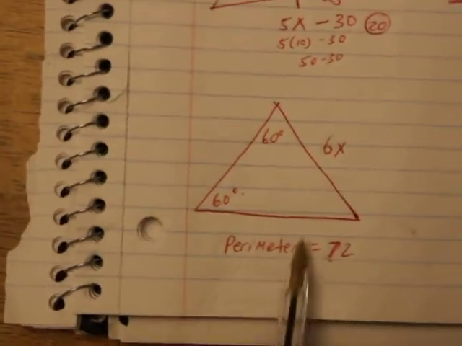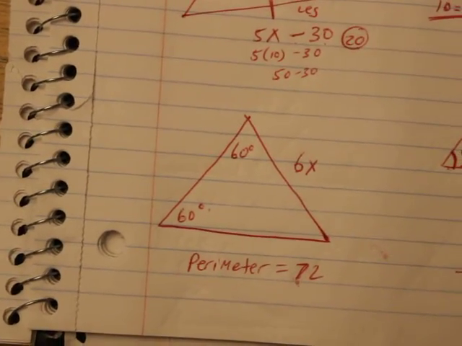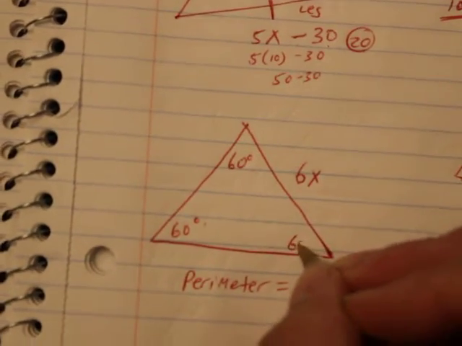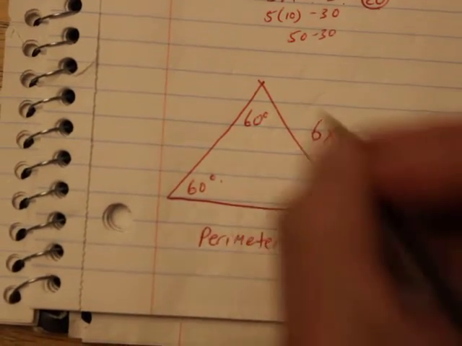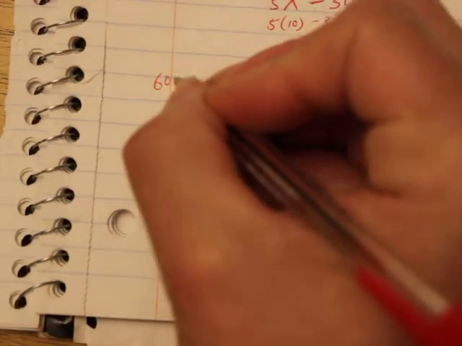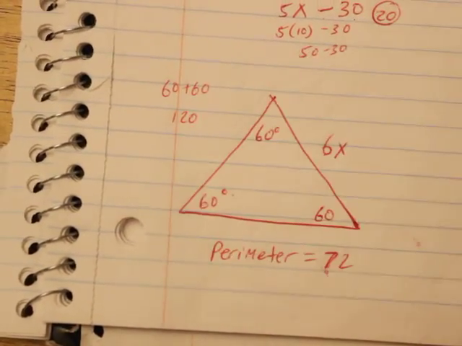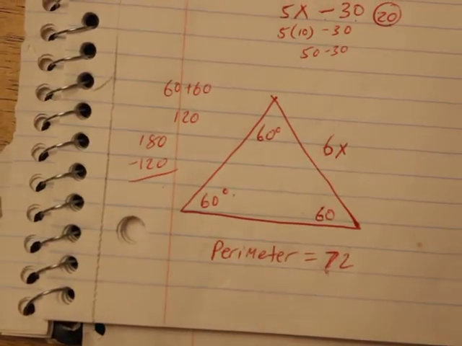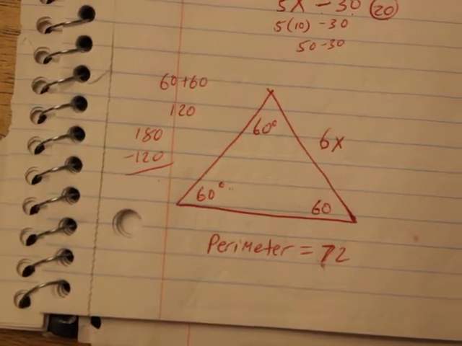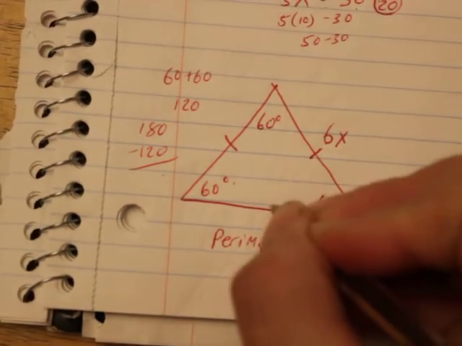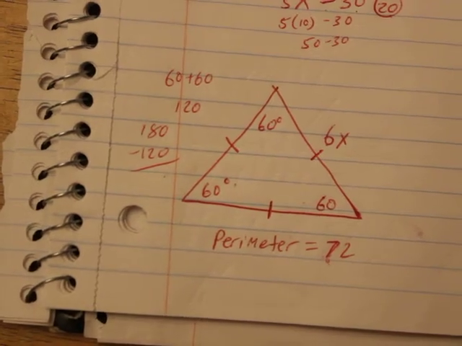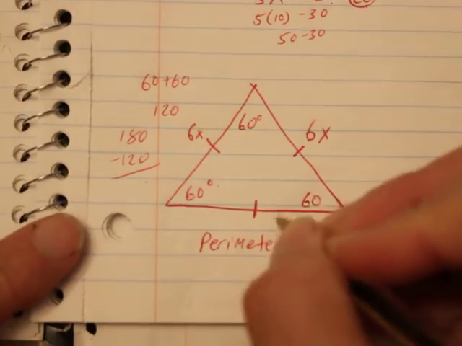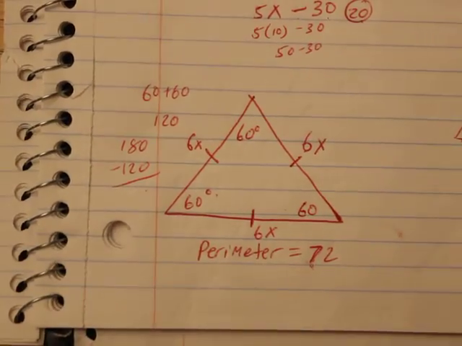They tell you the perimeter of this triangle is 72 units. So if these two angles are 60, this angle here also has to be 60. Why is that? Well, they all have to add up to 180. 60 plus 60 is 120. 180 take away 120 gives you 60 for the other angle. So 60, 60, and 60 makes this triangle equilateral. Because if all of the angles are equal, all of the sides have to be equal. So if that's 6x, then that is 6x, and this one over here is 6x.